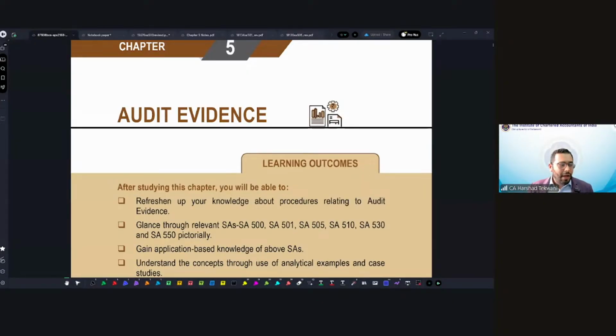Fine. Now, another standard that we discussed was with respect to opening balances. What is the objective of the auditor when it comes to opening balances with respect to the initial audit engagement?